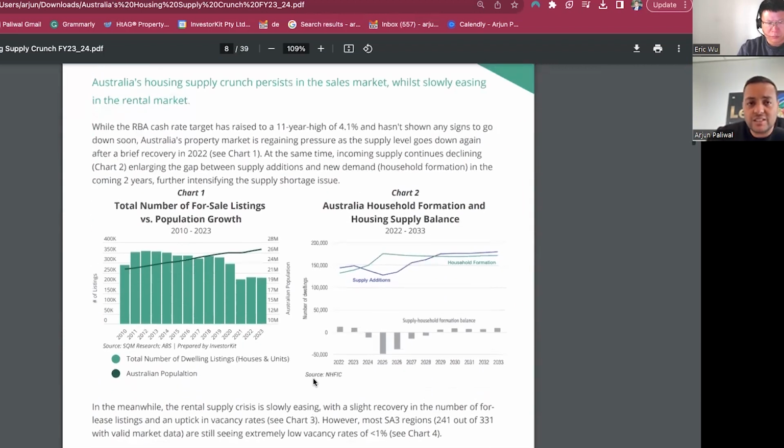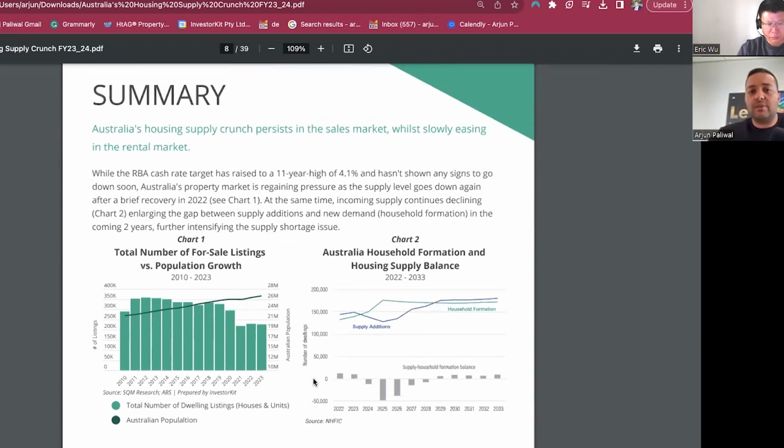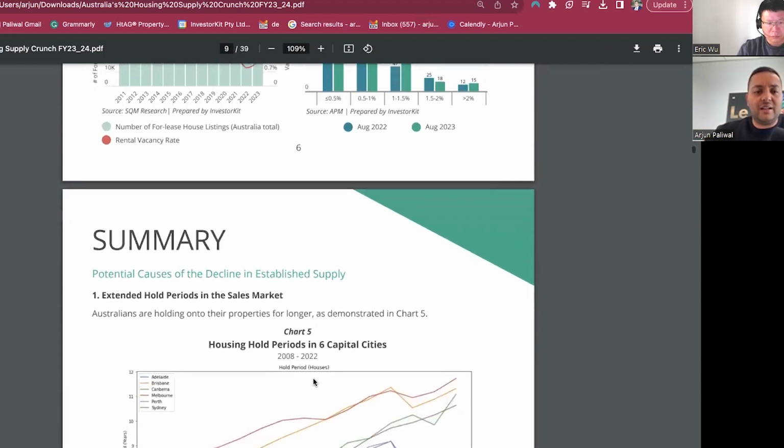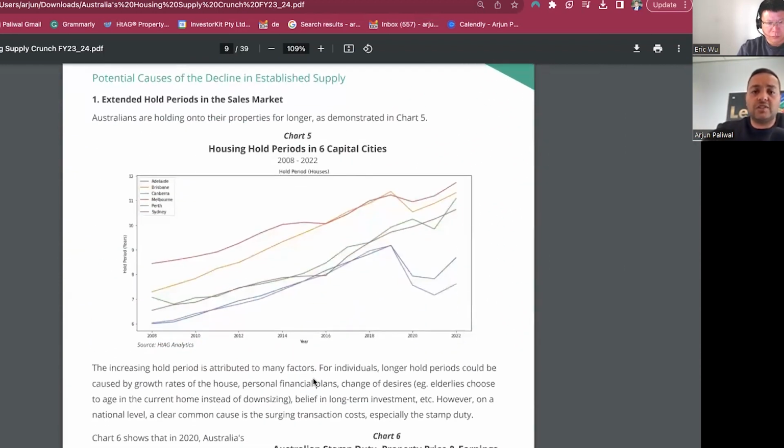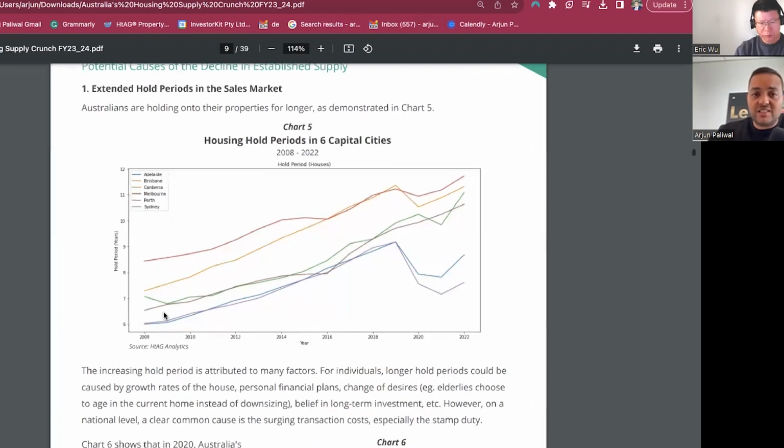But coming back to the reasons of the why, Eric, I've got a few reasons in our summary. So firstly, if I come down here, the potential causes. The first potential cause, in our opinion, is what we call extended hold periods. Naturally, Aussies right now are just holding properties for longer than they were in the past. And so we've got this average hold period, which, as you can see, has been trending up for a long time. People 15 years ago used to hold the average sort of 6 to 7 years across many of these cities.